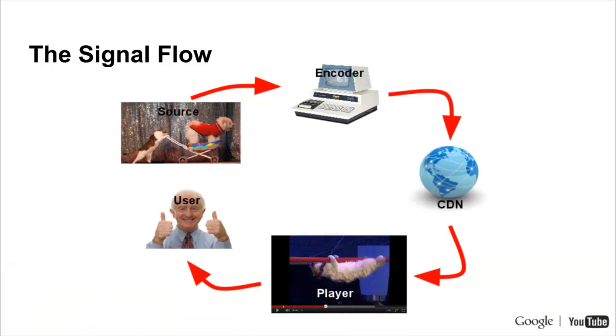First, let's take a look at the signal flow. This signal flow shows us the flow of the video from source to user. The source video needs to be received by an encoder to be compressed, then sent to a CDN, a content delivery network, for global distribution. From there, it's pulled by a video player and then received by the end user.